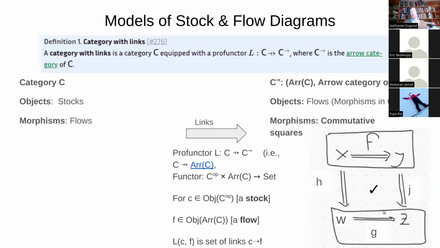Where X, Y, Z, W are all stocks from category C. This is a flow from stock X to stock Y that existed here. And this another one exists in this category. And the question is, what are the maps between them? Are there any? Well, there's one for every one of these commuting squares. So how are we going to represent links with this? Okay, this is kind of a curious construction, indeed. Curious indeed. How are we going to represent a link?